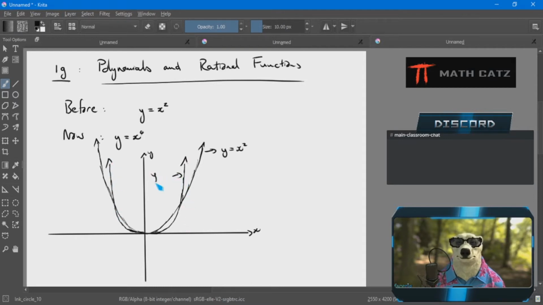Let's do it over here. Y equals x to the 4. But it's a very similar shape. So we can have basic functions more than just y equals x squared. We can also do y equals x to the 4 and look at transformations on that.